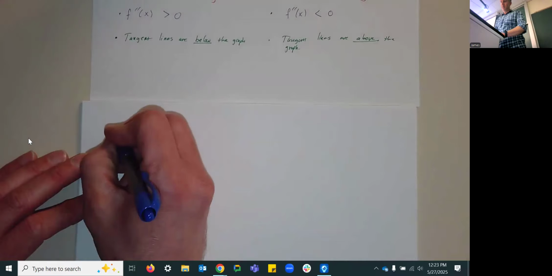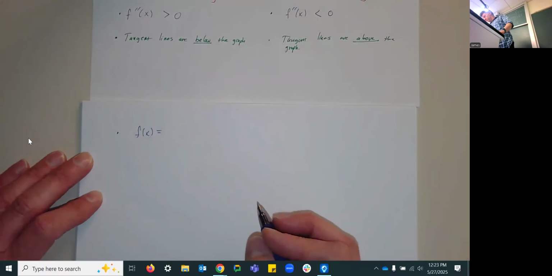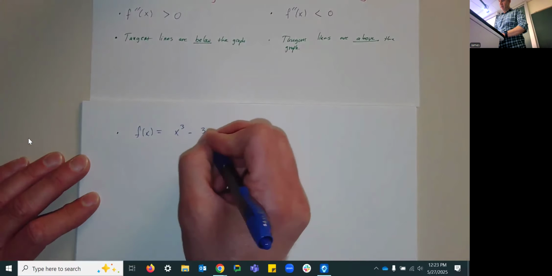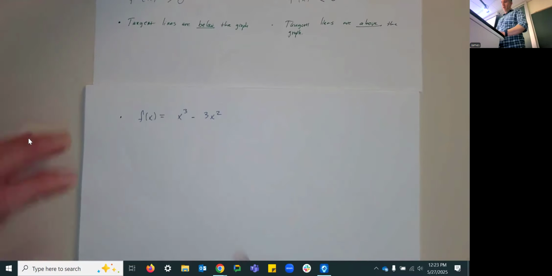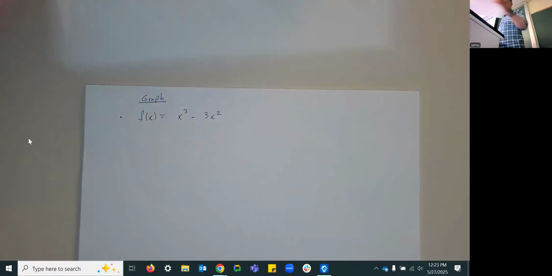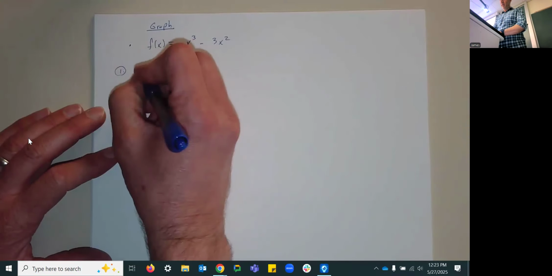Let's look at f of x equal to x cubed minus 3x squared. We're going to graph this. But first, we're going to find all the things which are to find. So, part 1, intercepts.